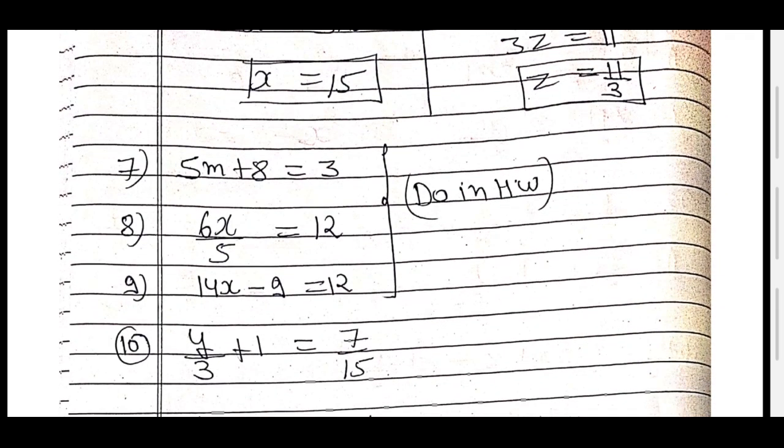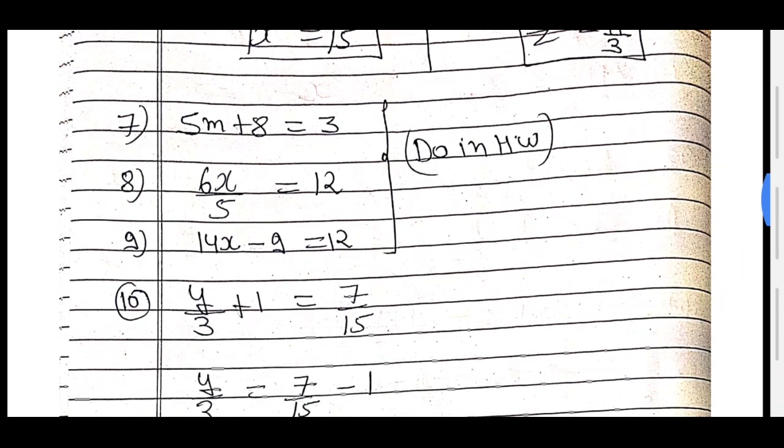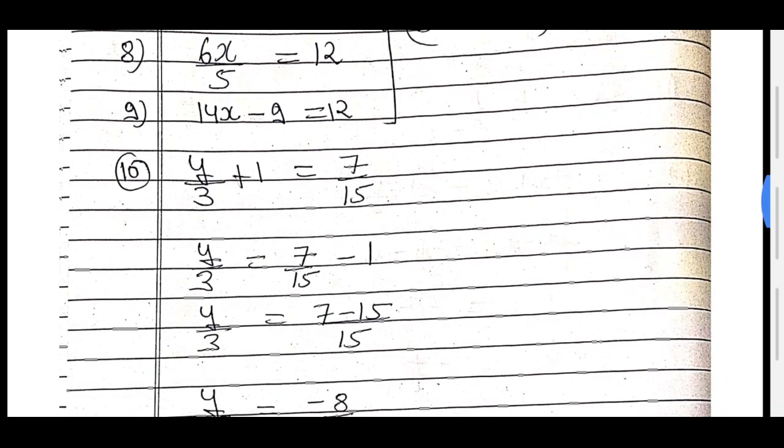Similarly, 7, 8, 9 part you have to do by yourself in homework. It is very easy. First make this alone number. This move to this side, become minus. Then solve. And 5 in multiply, go to this side in divide. Then you will get your answer like that one. You have to solve this 3 question by yourself in homework.